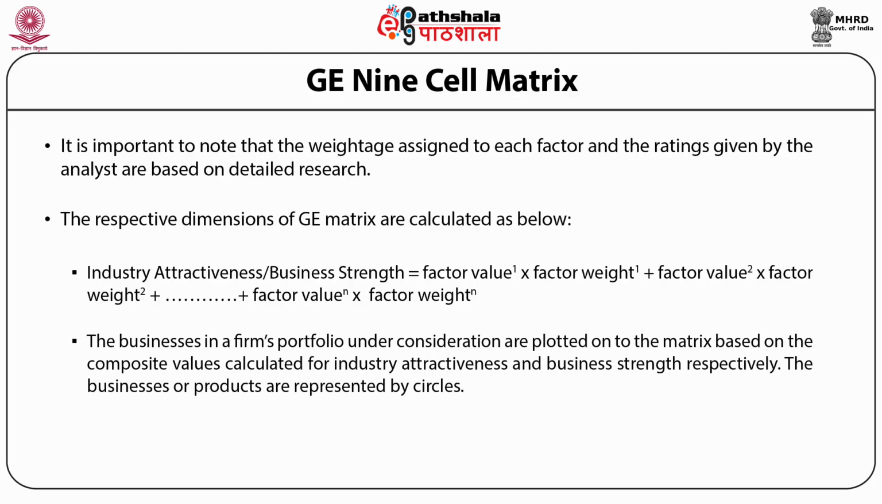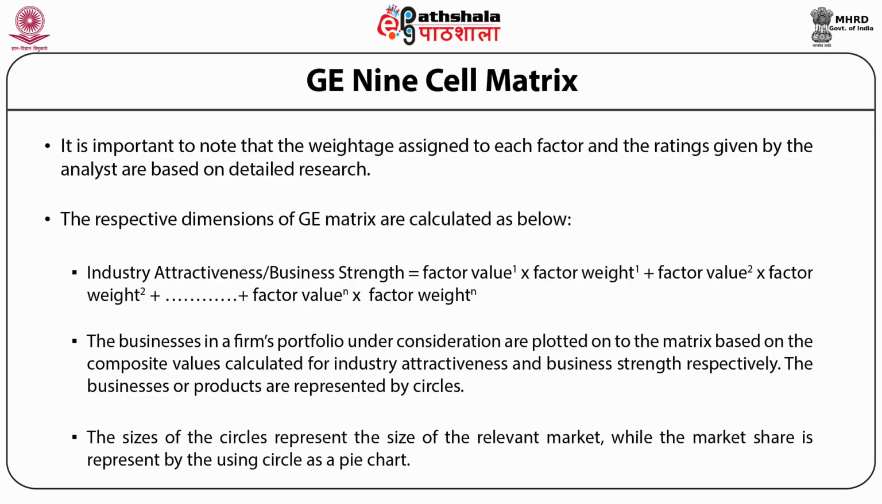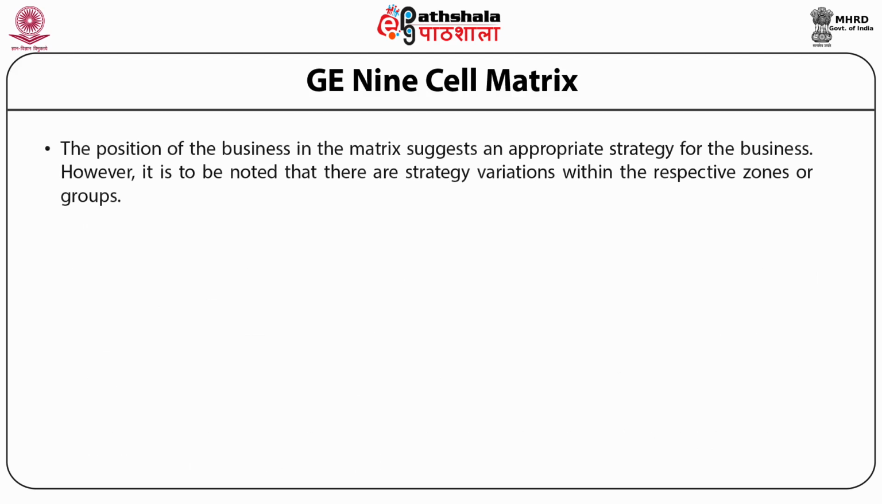The businesses in the firm's portfolio under consideration are plotted onto the matrix based on the composite values calculated for industry attractiveness and business strength respectively. The businesses or products are represented by circles. The sizes of the circles represent the sizes of the relevant market, while the market share is represented by using the circle as a pie chart. The position of the business in the matrix suggests an appropriate strategy for the business. However, it is to be noted that there are strategy variations within the respective zones or groups.